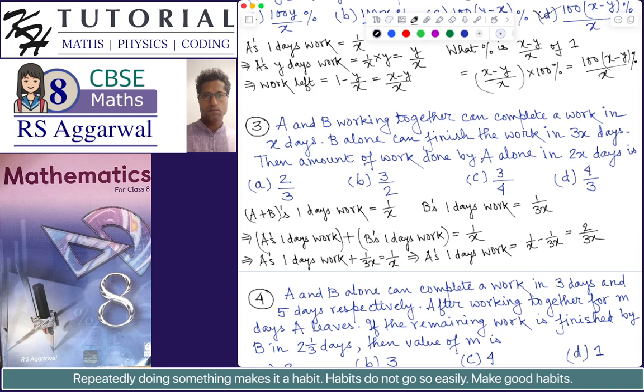So, it is asking the amount of work done by A alone in 2x days. So, this will imply A's 2x day's work will be equal to 2 by 3x multiplied by 2x, which is equal to 4 by 3. So, 4 by 3 is the amount of work done by A in 2x days. So, the answer is choice D.